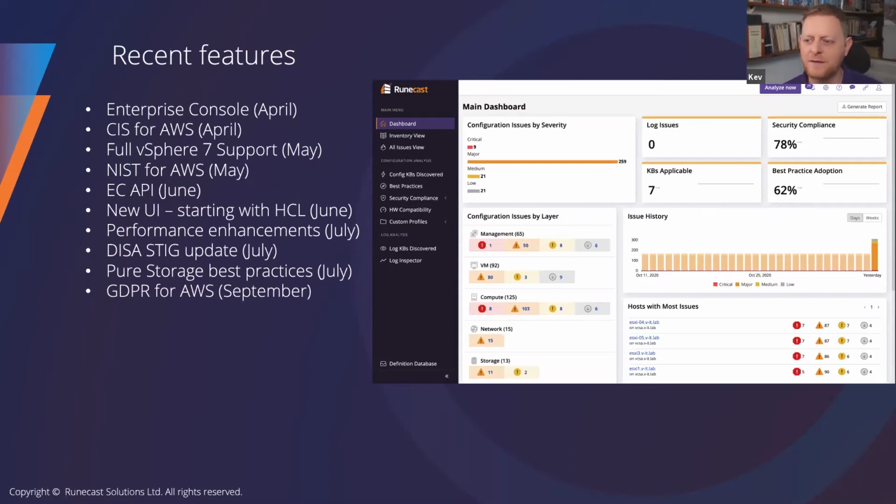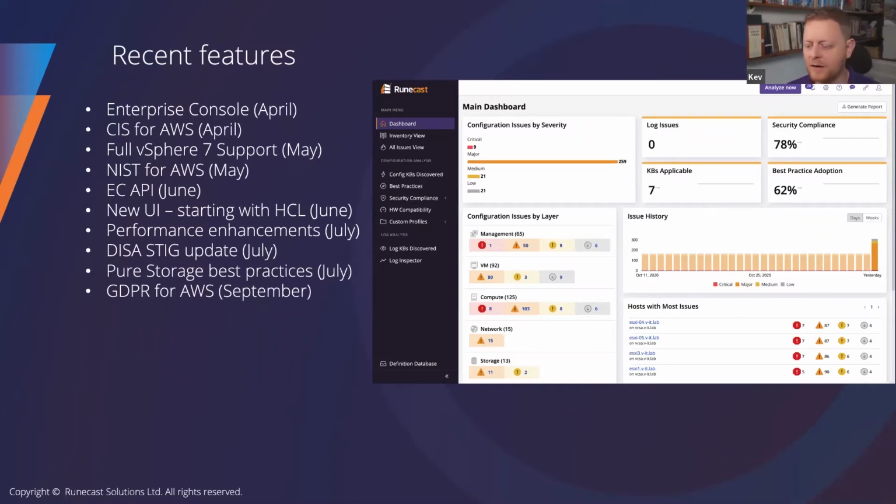September, so we had a few releases in July. We took a little bit of a tiny break, and then early in September we released support for GDPR for AWS. So over in Europe, as I think a whole bunch of the folks here today are, GDPR is a hot topic. Lots and lots of organizations have to legally abide by GDPR. So we can help you with your GDPR compliance for AWS as well.